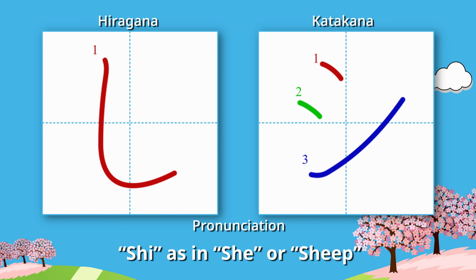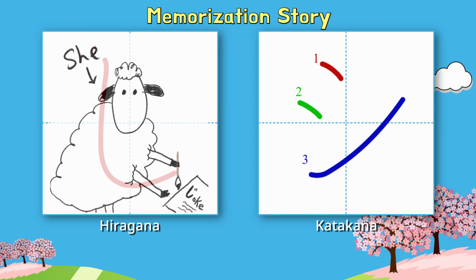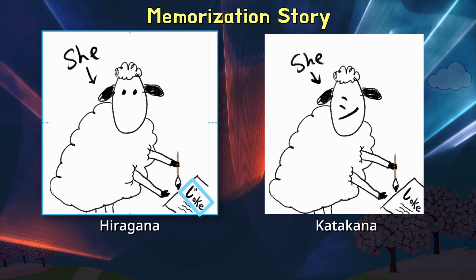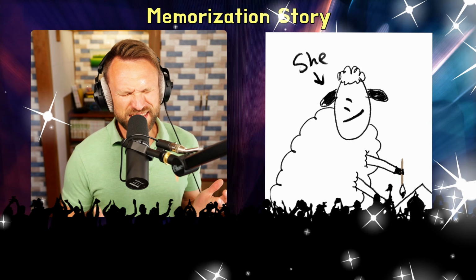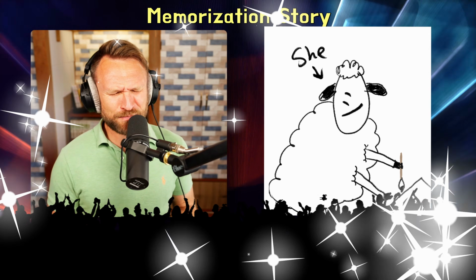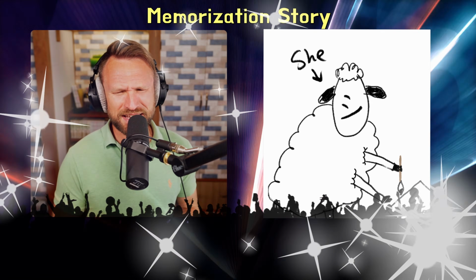These characters represent the sound shi, as in she or sheep. In your town lives a friendly sheep called she. Every time she, the sheep, tries to write the letter J, it ends up backwards. Every time. Because she's a sheep. As for the katakana, it's the face she, the sheep, makes when she screams in silence every time she notices that she wrote J backwards again. She screams in silence, a sullen riot penetrating through her mind.